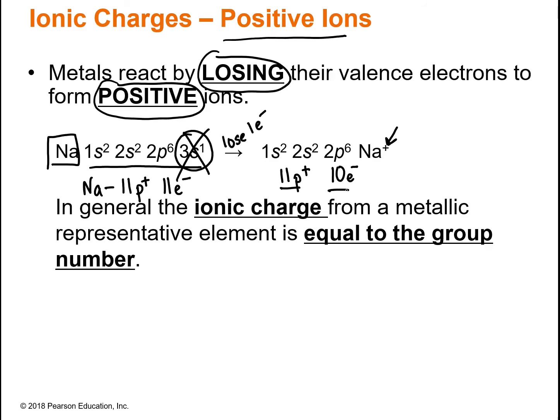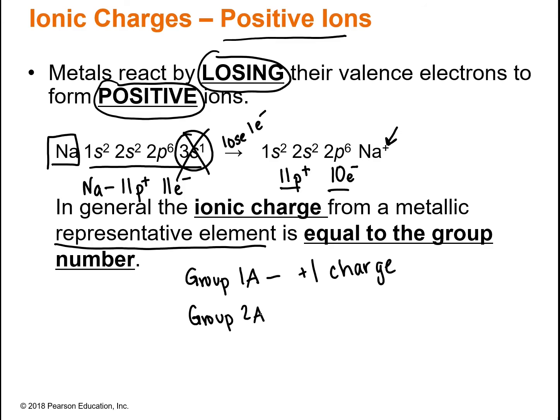So in general, for a metal, the ionic charge is equal to the group number. And we're talking about the representative elements, so the ones that have the A behind them. So group 1A, all of those have +1 charge. Group 2A, +2 charge.